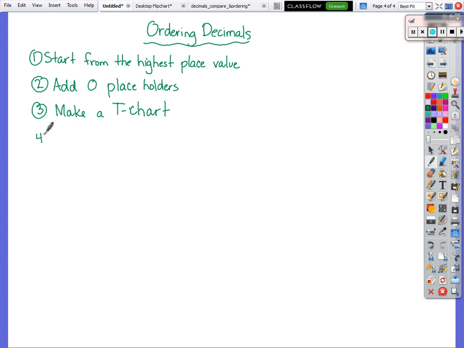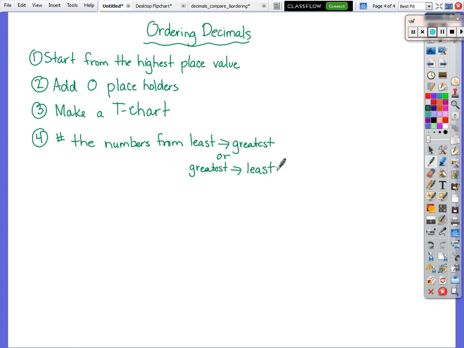So then the fourth step is you're going to number the numbers from either greatest to least or least to greatest, whatever it asks for. That is always a very common mistake. They always order them in the wrong direction. Okay, so there you go.